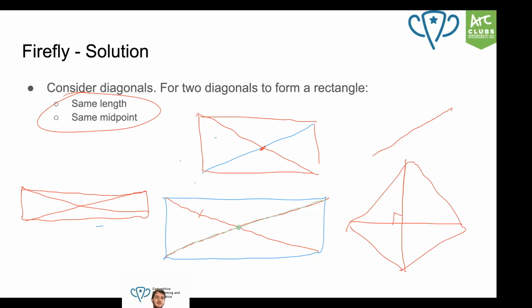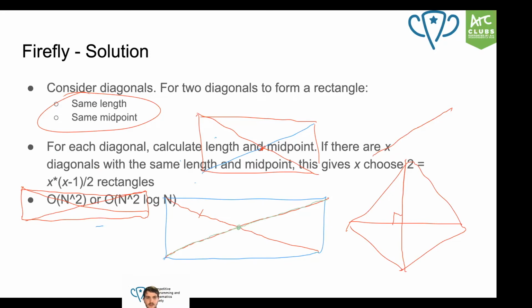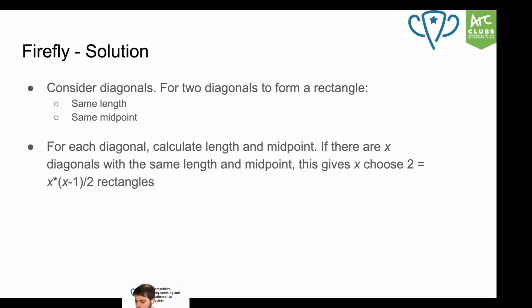So the idea is we consider every pair of points. For each two points, assume they are diagonal. So pick a pair of points, calculate their length and their midpoint. It's best to not use floating point numbers because you can have floating point errors. To calculate their length, you can just use Pythagoras' theorem, but don't square root it. So just take the difference in x squared plus the difference in y squared. Using Pythagoras, that gives you the distance squared.